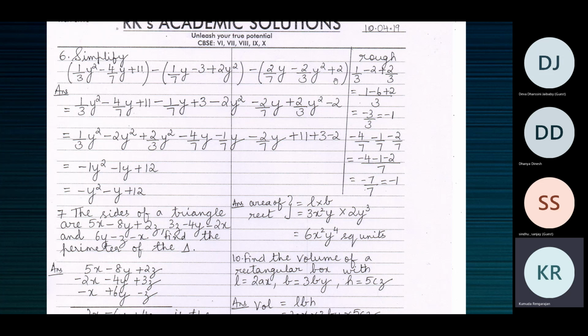Do the same thing with the third bracket. The third bracket is also preceded by a minus sign. So every term in the bracket must be multiplied by the sign preceding the bracket. 2 by 7y is nothing but plus 2 by 7y. The sign it carries is a positive sign. So plus into minus, minus 2 by 7y. Again, minus into minus, plus 2 by 3y square. Plus into minus is minus 2.